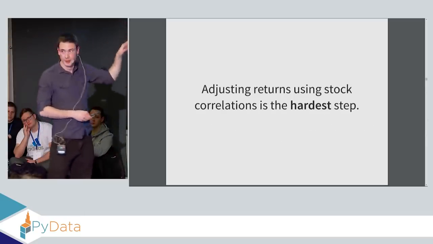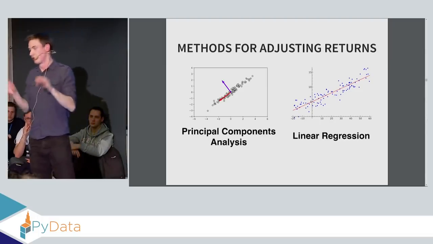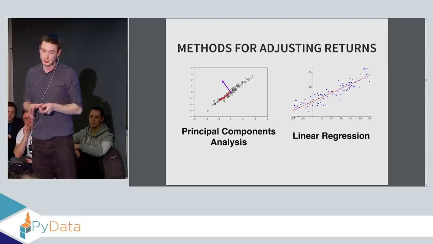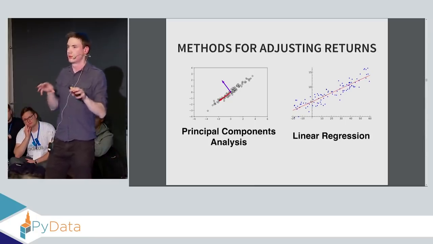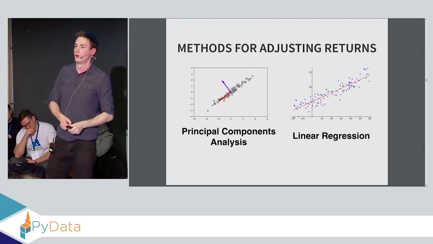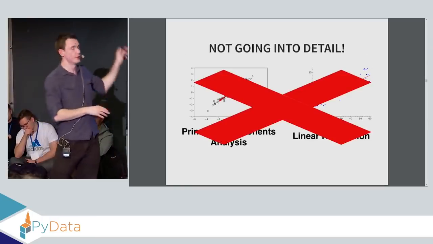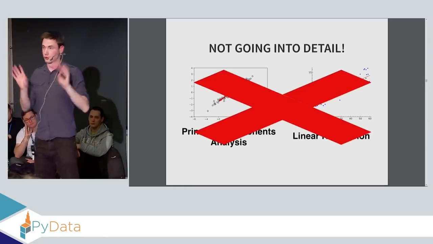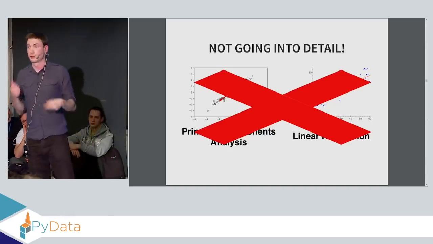This is the hardest step. Very, very hard. In fact, this is by far where all the magic comes in terms of making money. The most basic solution you could do is using PCA and linear regression to perform this process called residualization, which generates that unexplained stock returns time series for all of these 7,000 stocks. We don't have time to go into detail on how exactly these work here. Just remember that we are using these techniques to generate these unexplained returns.